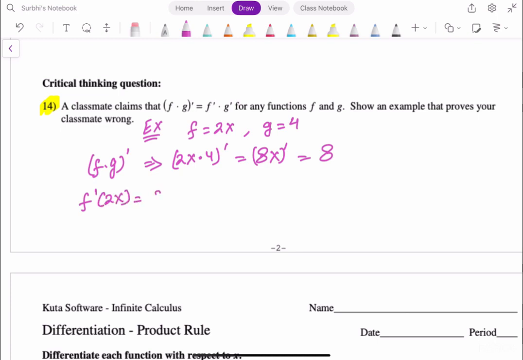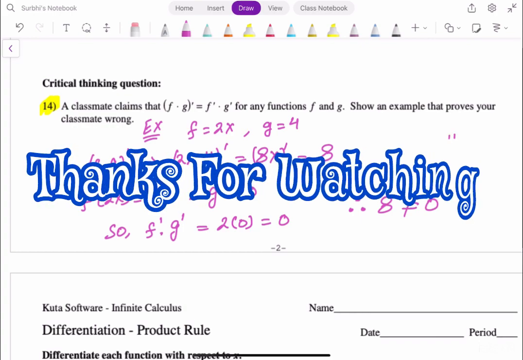So f prime is 2 and g prime is 0. So f times g prime is 8, but f prime is 2 and g prime is 0. If I multiply f prime and g prime, you are just getting 0. And as you can see, 8 is not equal to 0. So this is how I can prove that the classmate's claim that the two are equal is not correct.